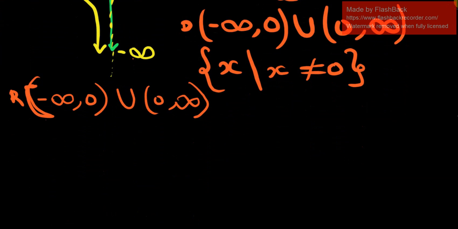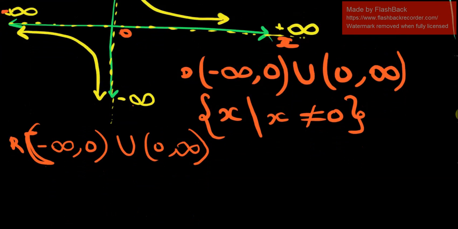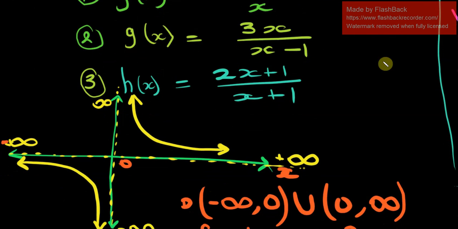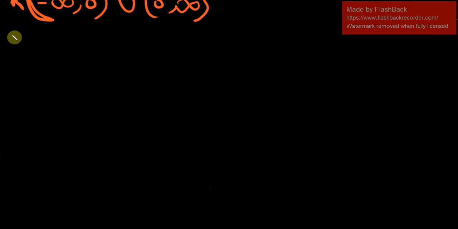What's next? Alright, let's look at the next function. Example 2. g of x is equal to 3x over x minus 1. g of x, 3x over x minus 1.